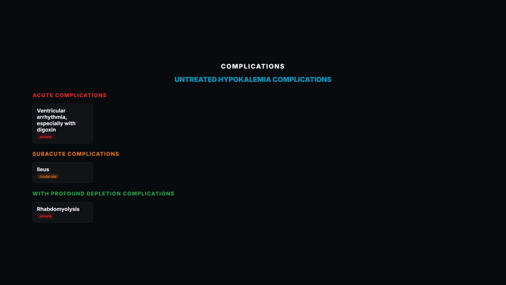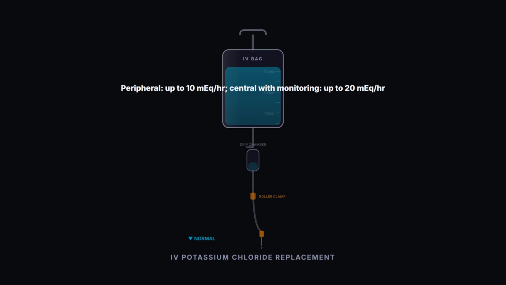Replacement rate has hard ceilings for patient safety: 10 milliequivalents per hour through a peripheral line, up to 20 per hour through a central line with continuous cardiac monitoring, and central line infusions above 10 per hour should never run through a line terminating near the right atrium to avoid local cardiotoxic concentration.